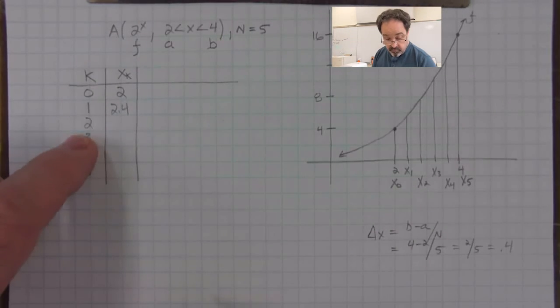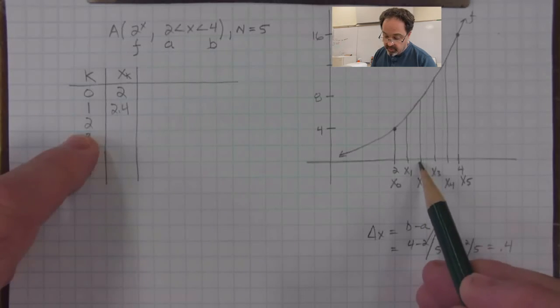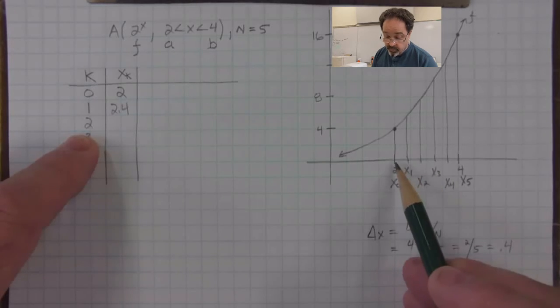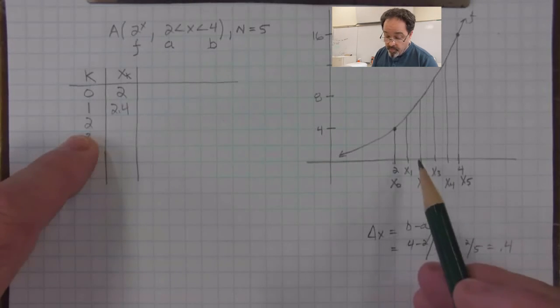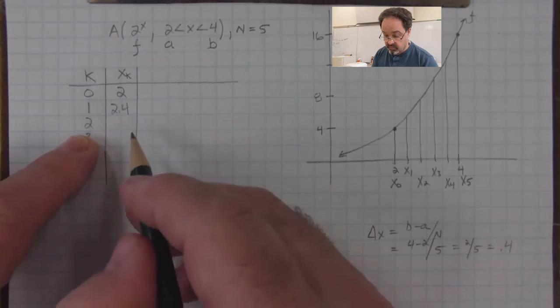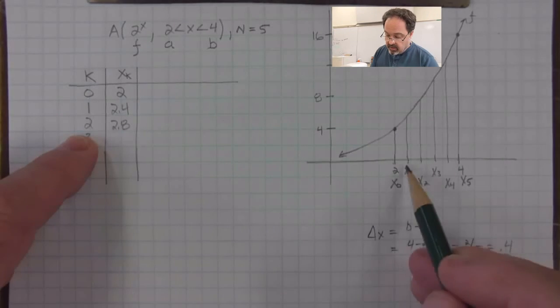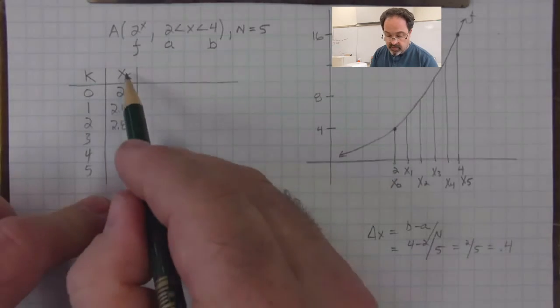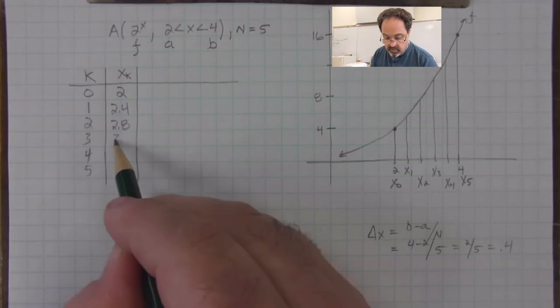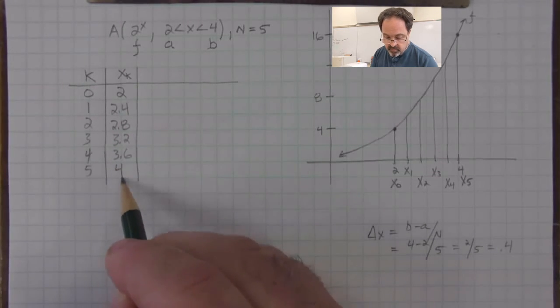At a k value of 2, it corresponds to x sub 2, and the value on the axis at this location is 2 delta x's over from the beginning, or 1 more delta x from the last one that I found, which is 2.8. And I could go and finish the x sub k values by adding delta x's until I get to the last one.